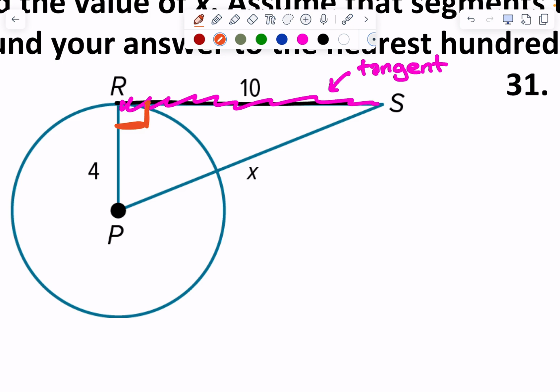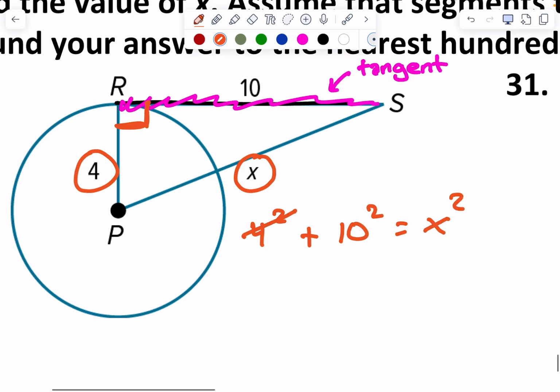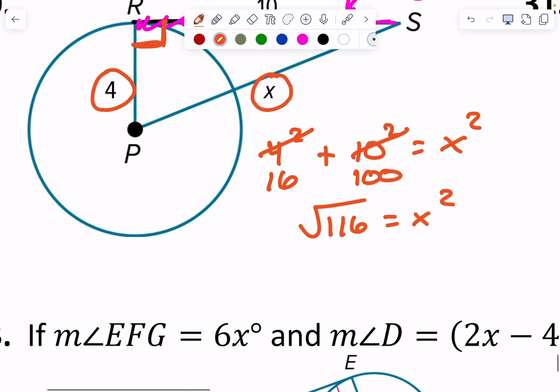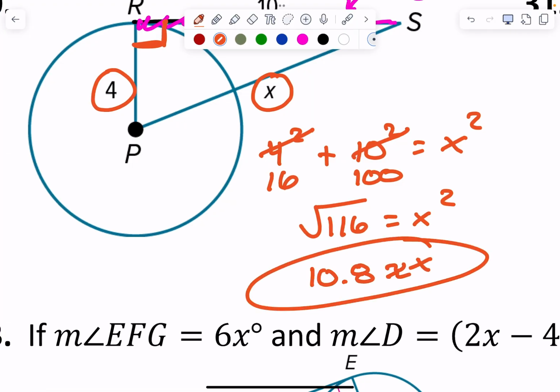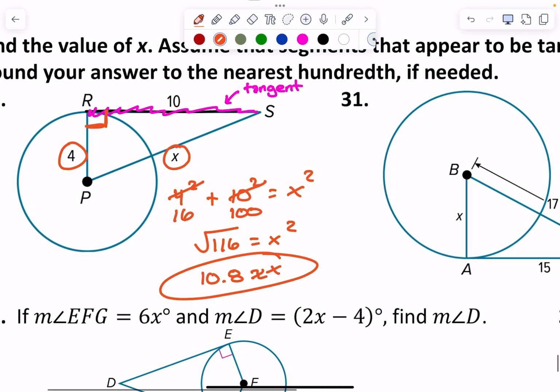ABC. Which side is side C? X. So I've got 4 squared plus 10 squared equals x squared. 4 squared is 16, 10 squared is 100, so 116 is what x squared is. Take the square root. What does that come out to be? 10.8. 10.8 is what x is. There you go. We just do the Pythagorean theorem because that has to be a 90-degree angle, okay?